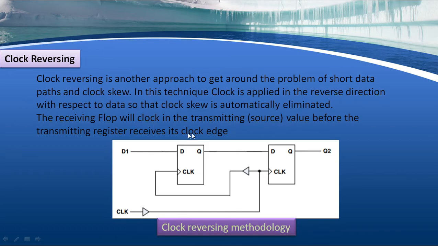The receiving flop will clock in the transmitting source value before the transmitting register receives its clock edge. This is what happens. It is getting a clock, it is providing data over here. This clock should reach here before the arrival of this clock. The receiving flop will clock in the transmitting source value before the transmitting register receives its clock edge.